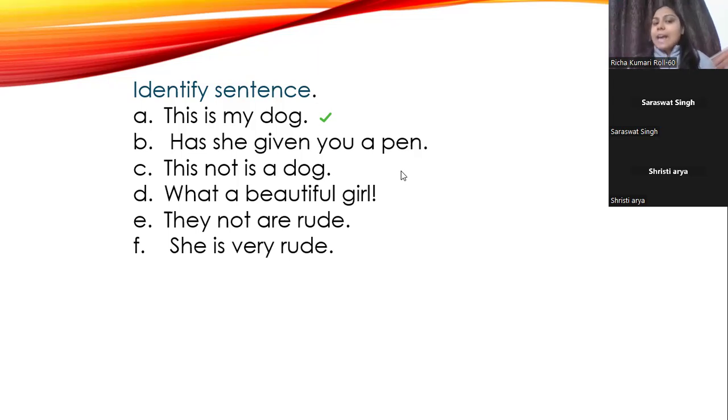Now, can anyone tell me what is wrong with this sentence? Something is wrong. Who can find out the mistake here? Number B. Has she given you a pen? What's wrong there?